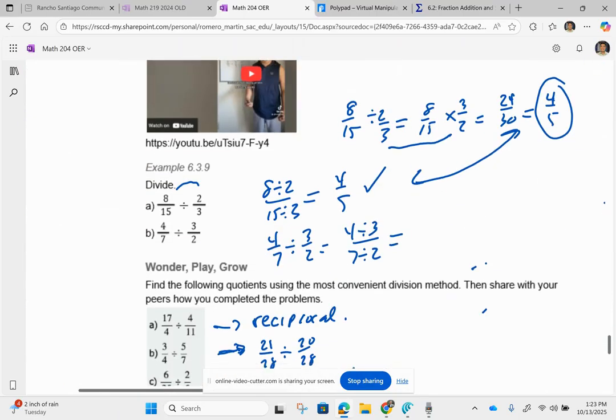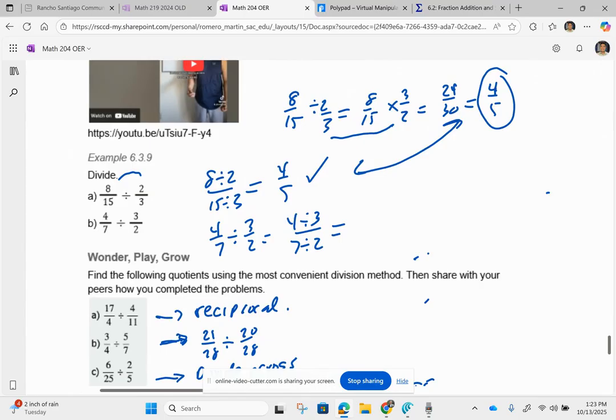Now, what happens on a more complex problem like this? 4/7 divided by 3/2. Okay, let's divide across. I get 4 divided by 3, 7 divided by 2. They're not common factors, so I still get 4/3 divided by 7/2. Nothing has changed. Well, a trick you can do is go back to common denominators.